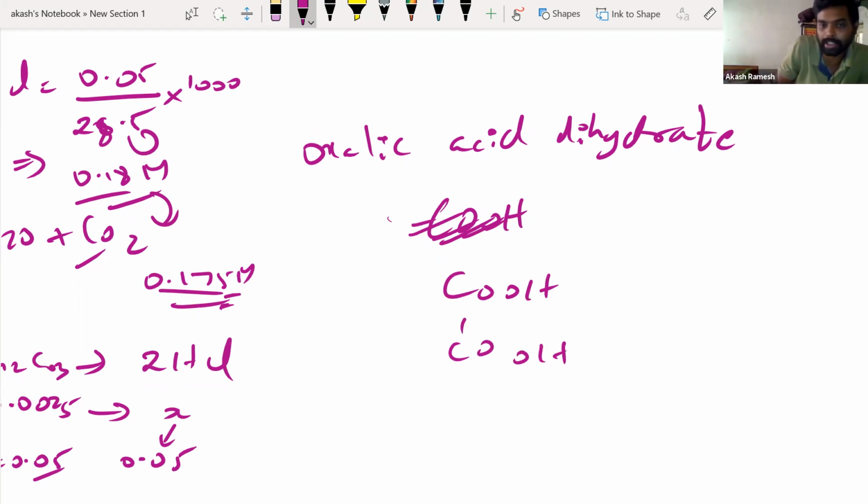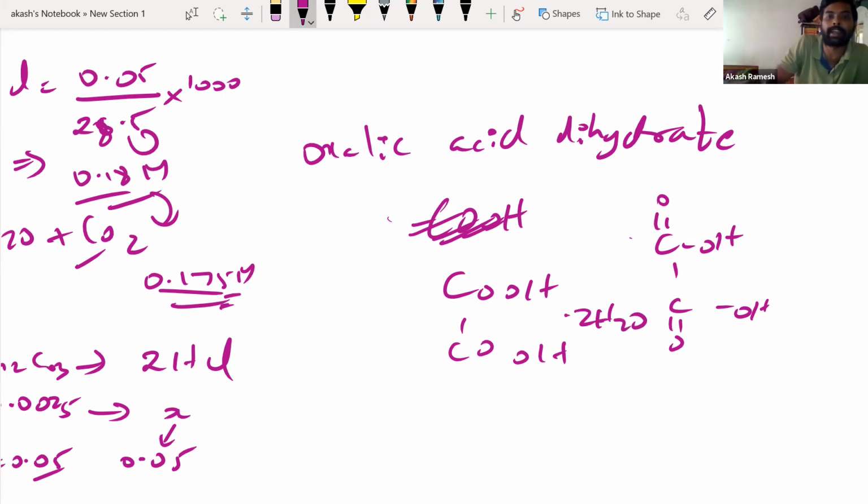So COOH. If you're wondering how exactly this looks, this is going to be C double bond O, H, and again C double bond O, H. So you see, for each of the carbons, 4 bonds are inside: 1, 2, 3, 4. Then 1, 2, 3, 4. That is the formula. And since it is a dihydrate, this is not the entire formula. So it will be COOH dot 2H2O. That is the entire formula. Oxalic acid dihydrate is COOH dot 2H2O.